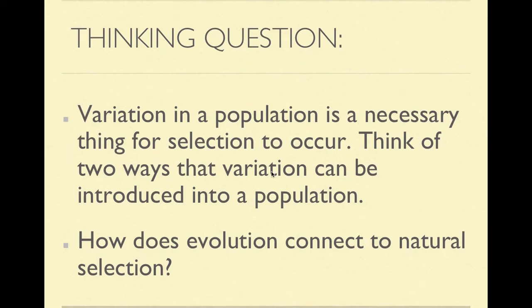So when we look at this, two different ways that we can get variations are through mutations and through sexual reproduction, which also adds some variety and gives us new combinations of traits. And then for this other question, evolution is the effect, natural selection is kind of the cause. Natural selection happens, and then due to natural selection happening, evolution happens.